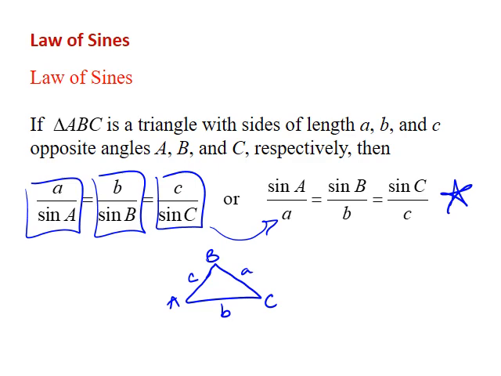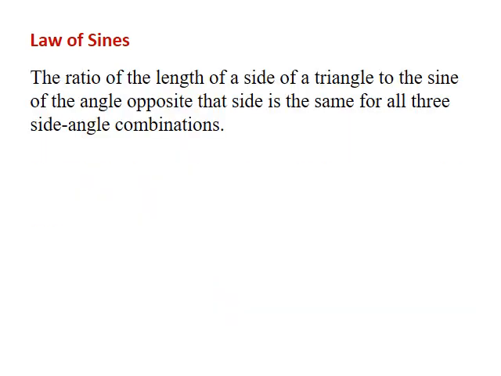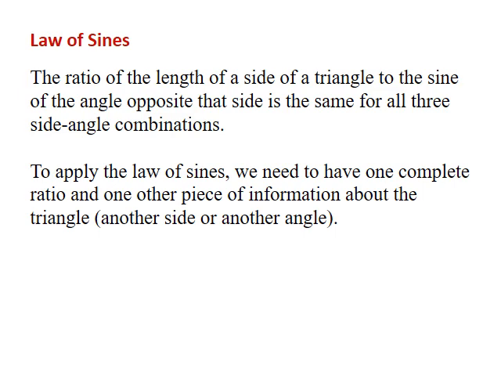But in order to use the law of sines, you have to have one complete ratio. And what I mean by one complete ratio is an angle and the side opposite of it. So that means you need to know either angle A and side A, or angle B and side B, or angle C and side C. And if you know that information, then you can proceed with the law of sines.